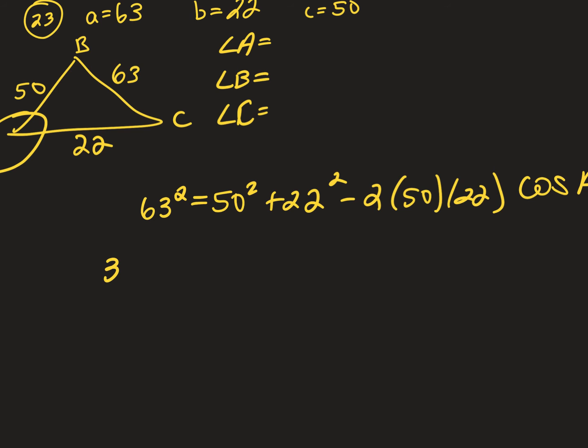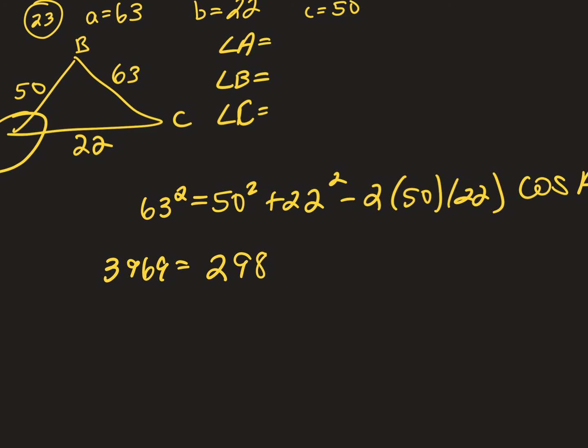3,969. All right, so 3969, agreed. What's 50 squared plus 22 squared? 3,999. Yep, what did it say again? It's 22, say it again? Oh, 2,989. 2989? You guys agree?